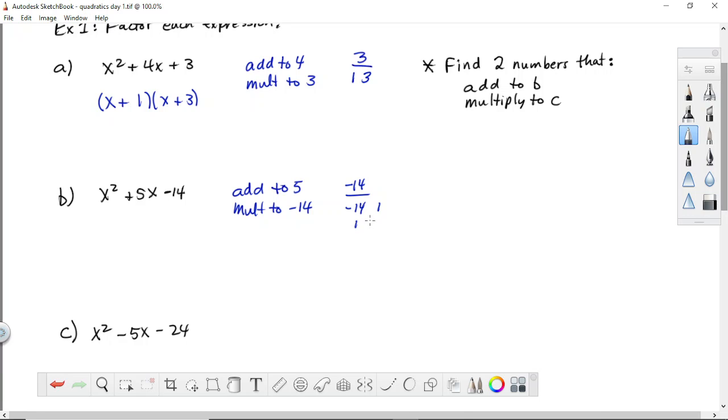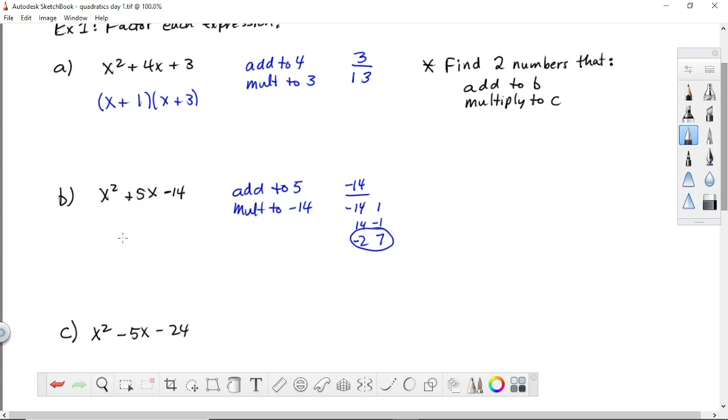Of course, if we use 1, positive 14 and negative 1, that's a different pair, right? They do multiply to make negative 14. They don't add to make 5. But if we think, okay, what else is there? There's 2 and 7, and that might work. So we want to use the negative 2 and the positive 7. If we did it the other way around, they would not add to make 5, but negative 2 plus 7 is 5, and negative 2 times 7 is negative 14. So we have our pair of numbers.